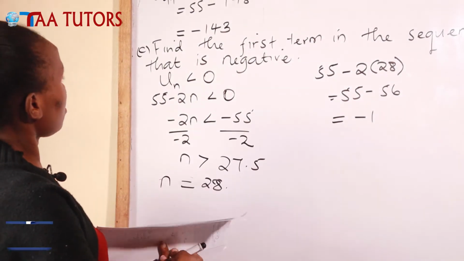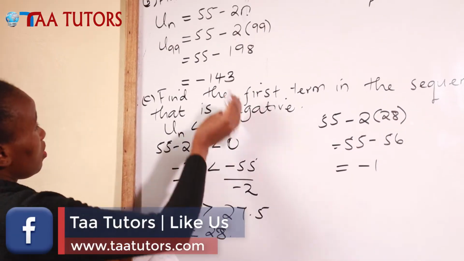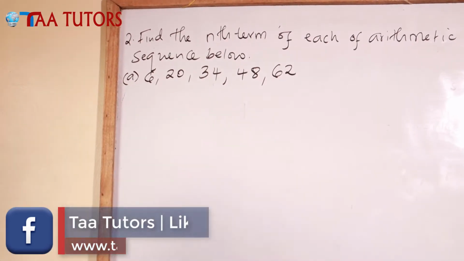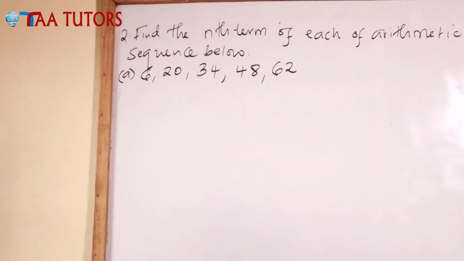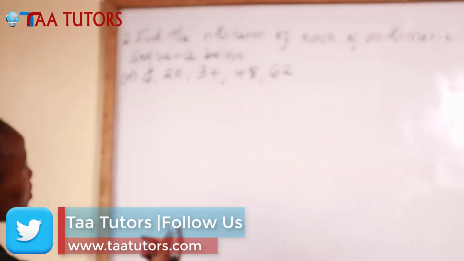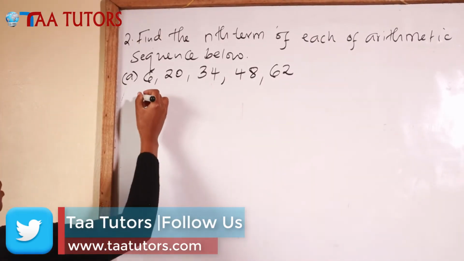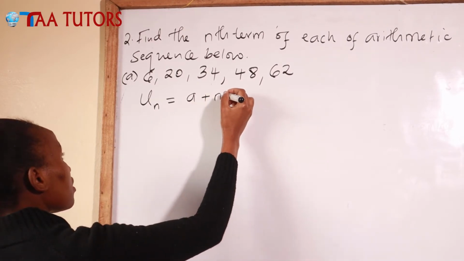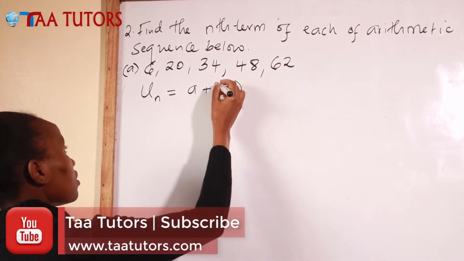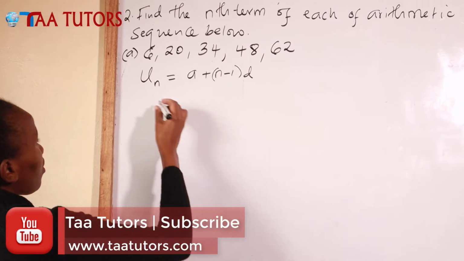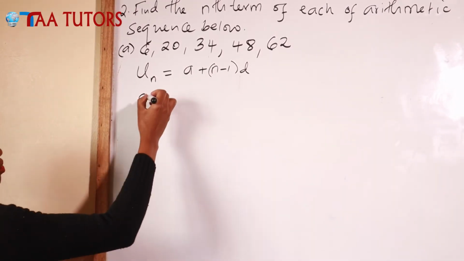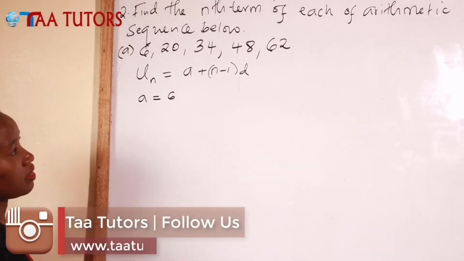Second example on this part of arithmetic sequence. They want us to find the nth term of each of the arithmetic sequences. So this is the first sequence. Now we know that the nth term equals a plus n minus 1 into d. Now our first term, we said a is the first term. Our first term is 6.